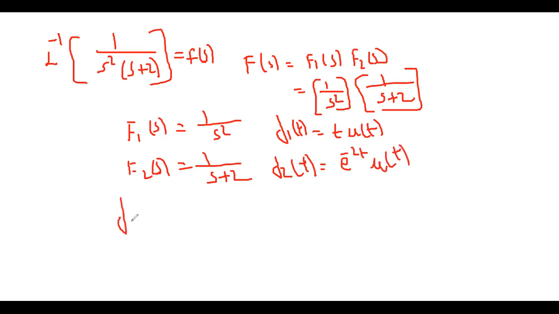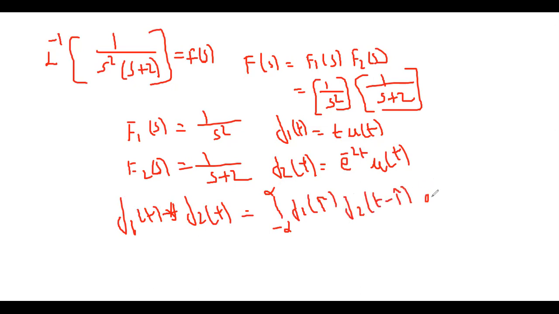What is the convolution of f1 of t with f2 of t? The formula is the integral from minus infinity to infinity of f1 of tau, f2 of t minus tau d tau. What is f1 of tau? You can substitute tau wherever the t is there, so it is tau into mu of tau. And for f2, wherever the t is there, put t minus tau: e power minus 2 into t minus tau, mu of t minus tau, d tau.